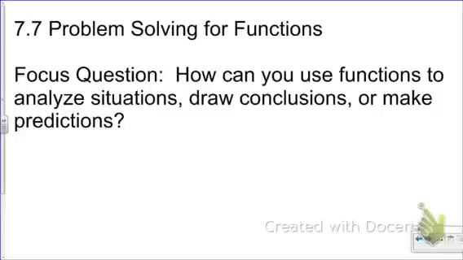Here is section 7.7, problem solving for functions. How can you use functions to analyze situations, draw conclusions, or make predictions? This is an extra credit section, good for some bonus learning of putting together thoughts that you already know, and just putting them together in a new and more powerful way. Let's get started.